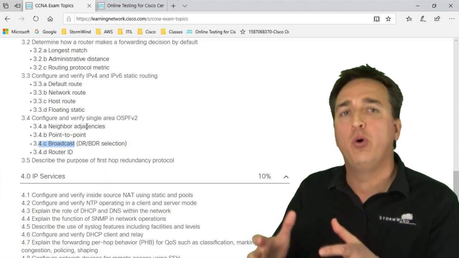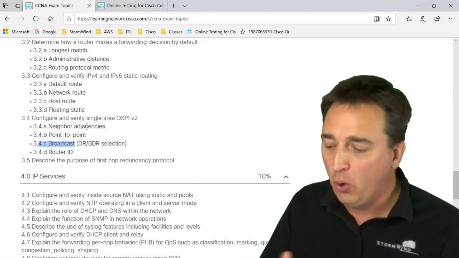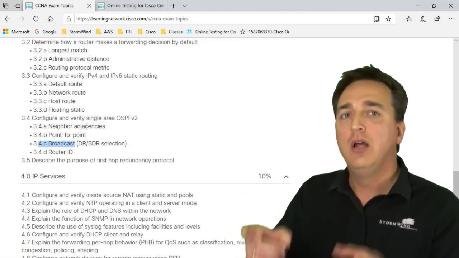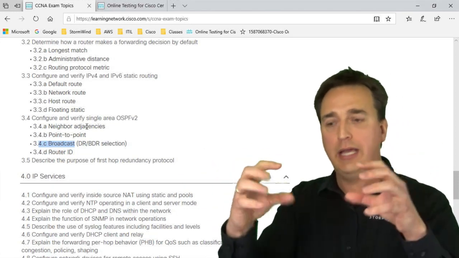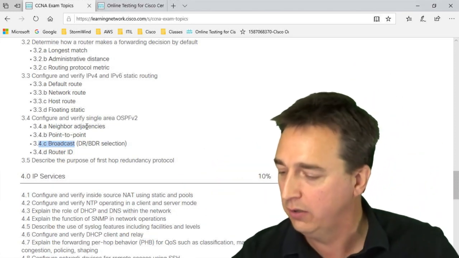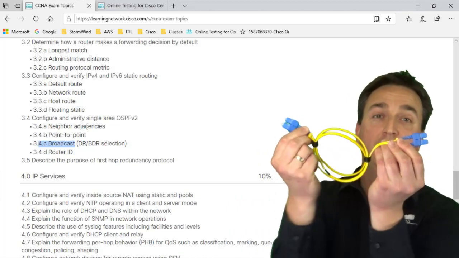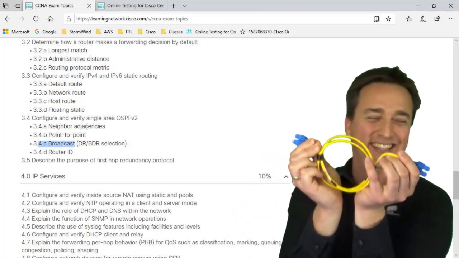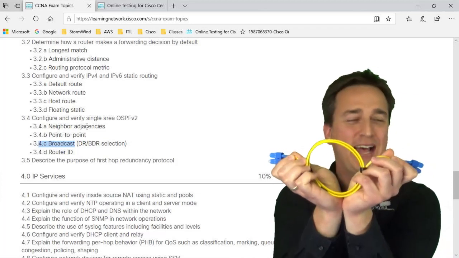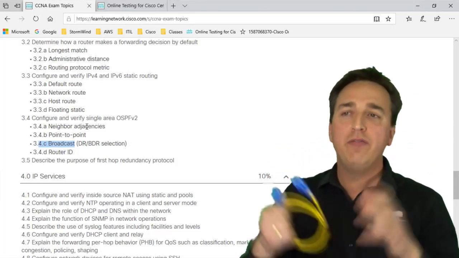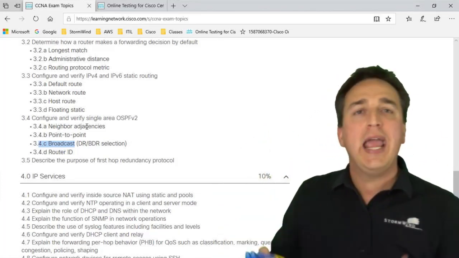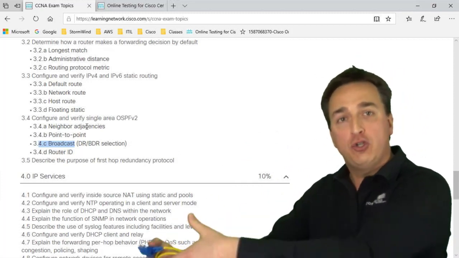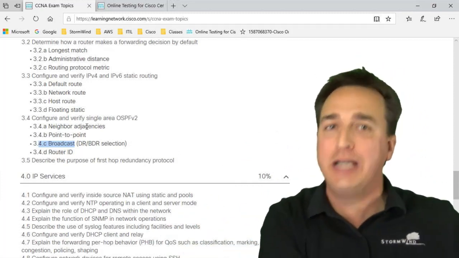So when can point-to-point be beneficial? Point-to-point can be beneficial when we want to connect 2 routers together back-to-back with a single link. So let's say, here's my single link, and let's connect our 2 routers back-to-back in this particular case. Then we could change that network type to point-to-point, even though we're using Ethernet.